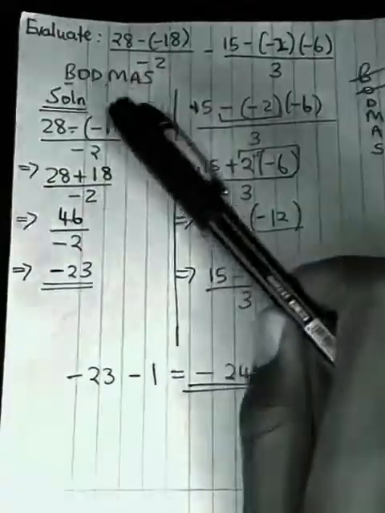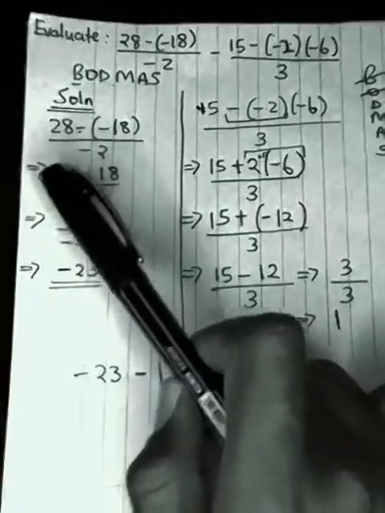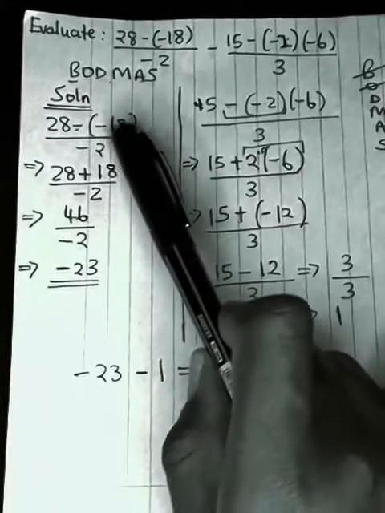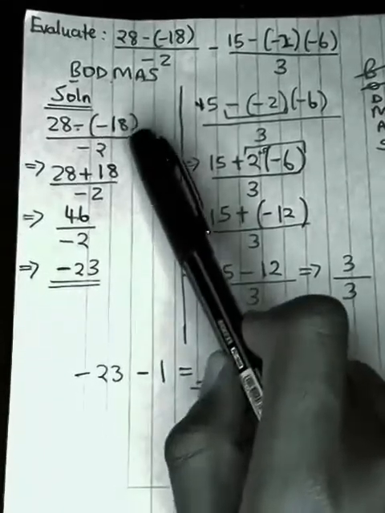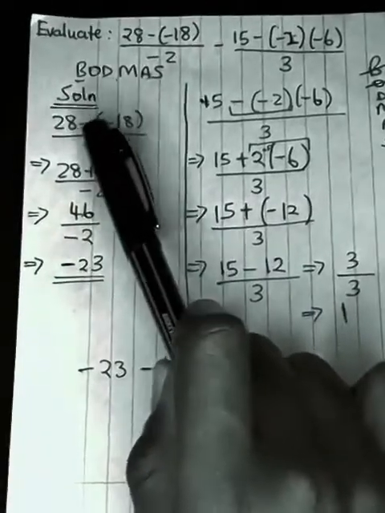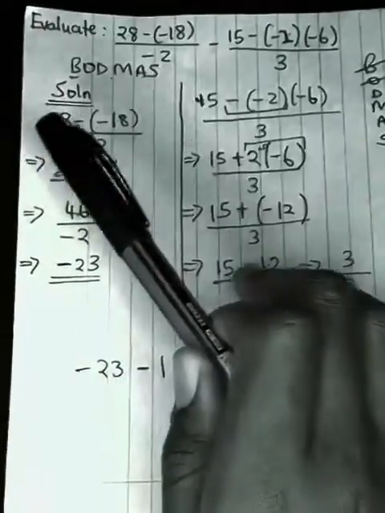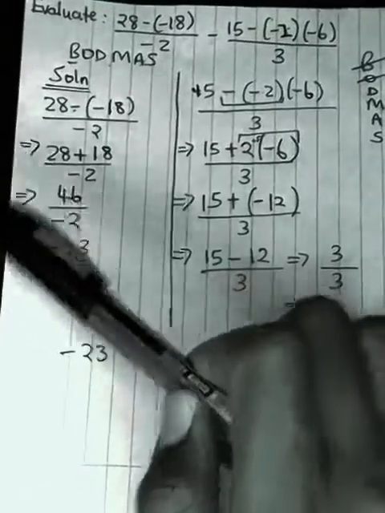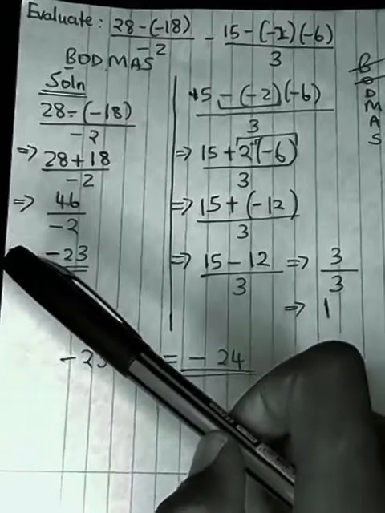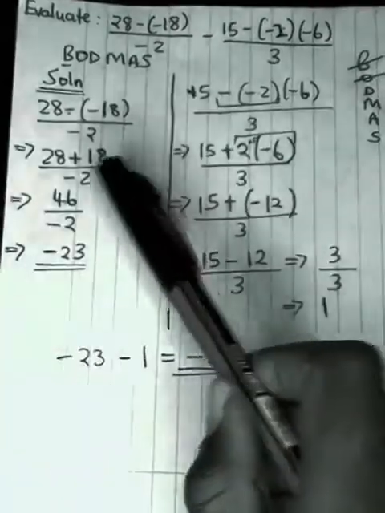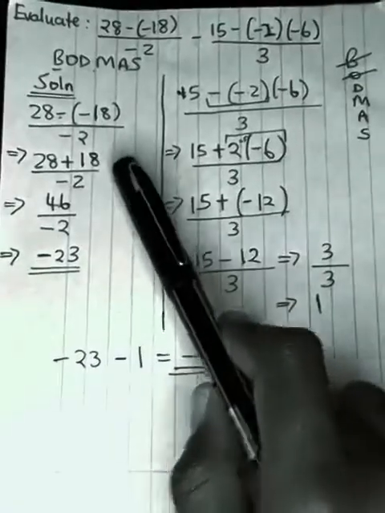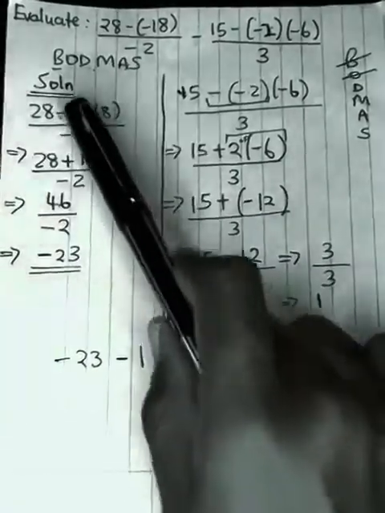You start with the left side, and you write it as it was: 28 minus, open the brackets, minus 18, close the bracket, over minus 2. As you can see on the numerator part, there are two negative signs. As we all know, a negative sign times a negative sign will give you a positive sign. Hence here it shall be 28 plus 18, because you would have opened the bracket.